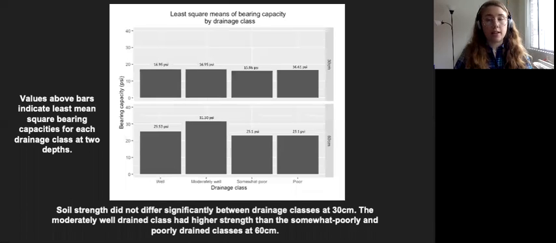And finally, we analyzed the effects of treatment, so rainfall exclusion, and drainage class on soil strength. Unlike the frost data, there were no significant differences in mean bearing capacity at a depth of 30 centimeters, and there is no significant effect of treatment. But at 60 centimeters, soil strength in the moderately well-drained class did significantly differ from the somewhat poorly and poorly drained classes. And you can see the values above each of the bars indicate the least mean square bearing capacity for each drainage class at 2 depths.